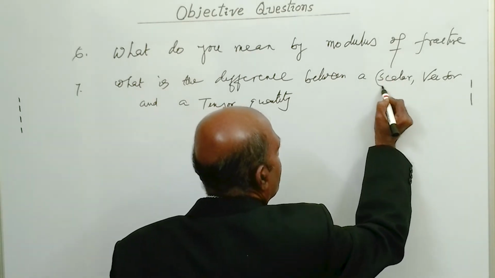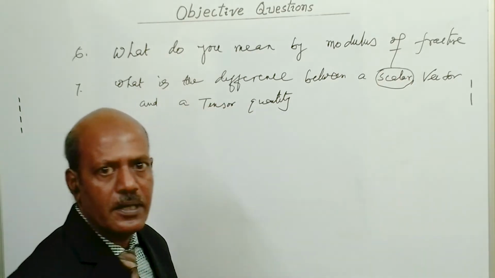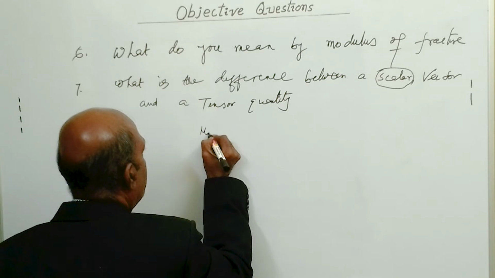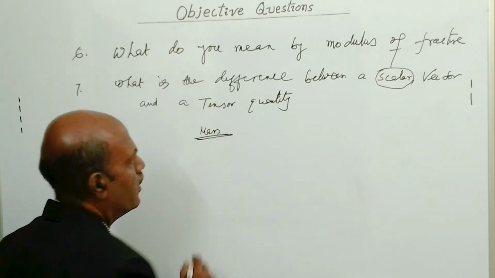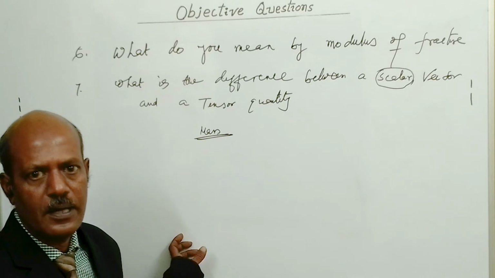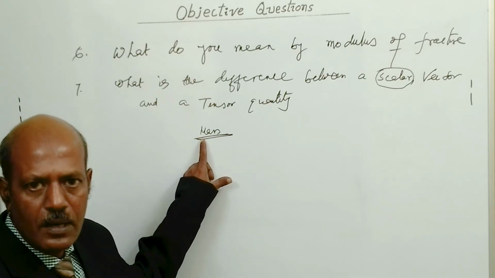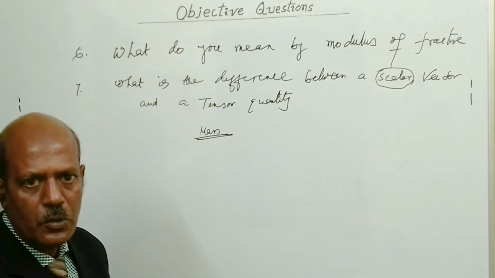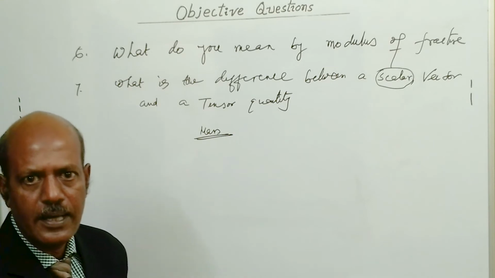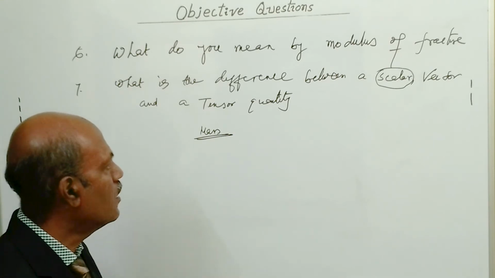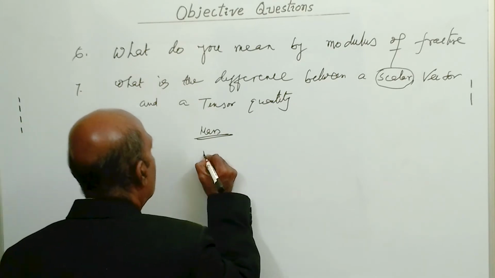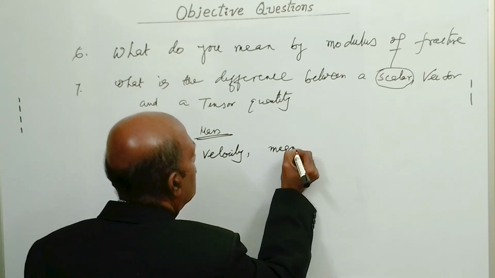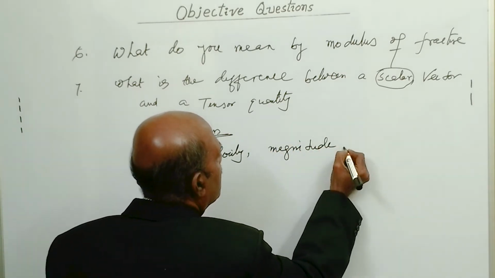If only one parameter is required to define the physical quantity, that is called a scalar quantity, like mass of a body. Only one parameter is required to define mass, so mass is a scalar quantity. The second one is the vector. If two parameters are required to define a physical quantity, then that is called a vector quantity, like velocity. It has magnitude as well as direction.